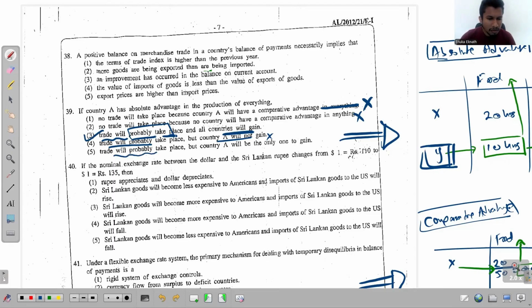Fifth one, trade will probably take place, but country A will be the only one to gain. Then why does this country B engage in international trade?